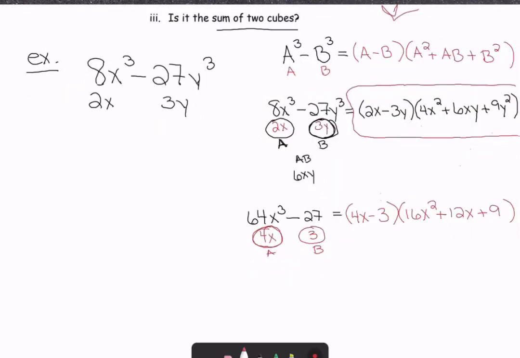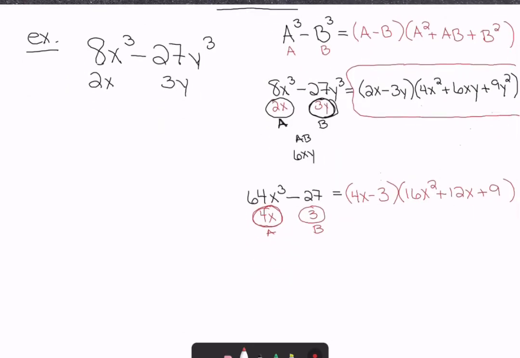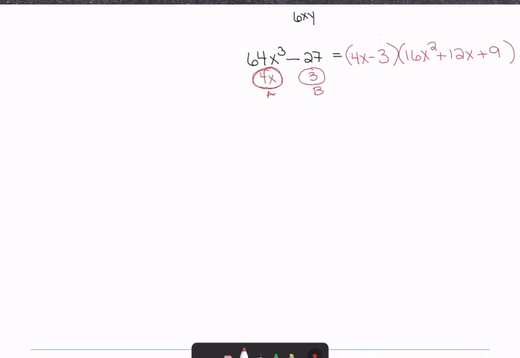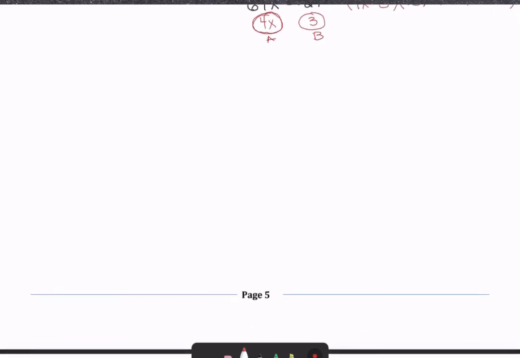We've done difference of cubes. Now let's look at sum of cubes. So let's say that I have 27z to the third plus 125.